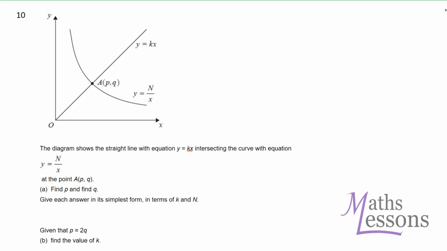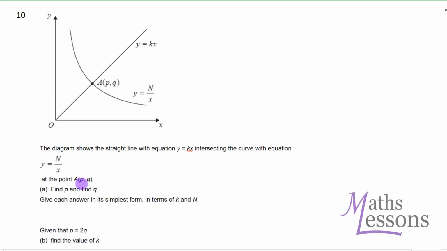Right, here we have another interesting simultaneous equation type question. The diagram shows a straight line where y equals kx, intersecting a curve where y equals n over x at the point P, Q. We want to find P and find Q, and we're going to give each answer in terms of k and n.